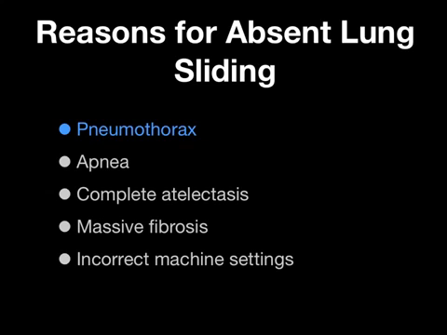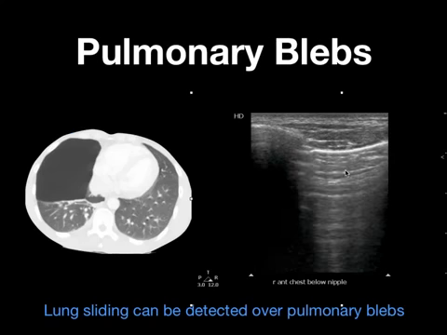So is absent lung sliding only going to be caused by a pneumothorax? No, there are many reasons why you could have absent lung sliding. It could be due to a pneumothorax, apnea, complete atelectasis, massive fibrosis, or incorrect machine settings.